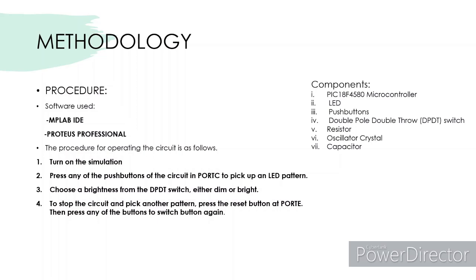The procedure for operating circuit is as follows. First, turn on the simulation. Press any of the push buttons of the circuit in port C to pick up an LED pattern. Choose brightness from the DPDT switch at the dim or bright. To stop the circuit and pick another pattern, press the reset button at port E. Then press any of the buttons to switch pattern again.